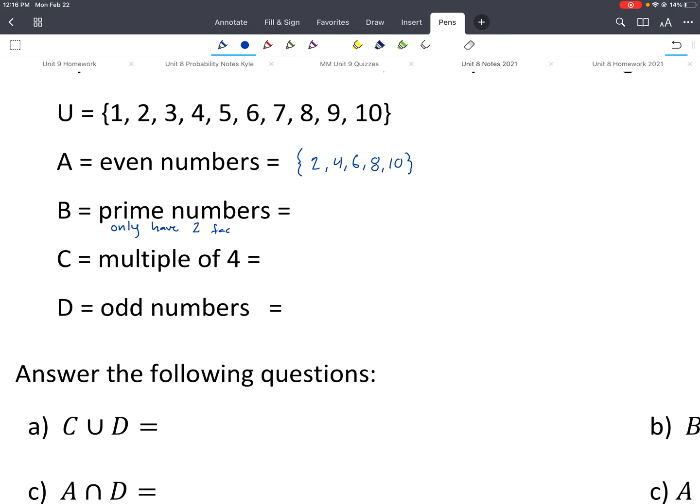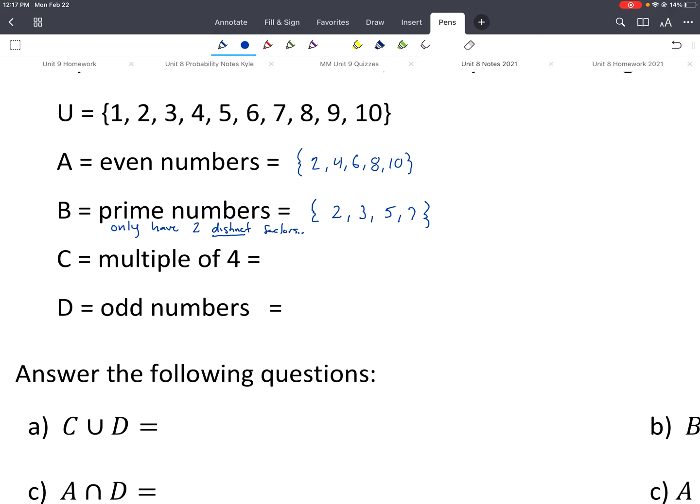Maybe I should put that: 2 distinct factors. So for example, 2 would be a prime number because it can only be divided by 1 and 2. Then 3, 5, 7, and that's it. Okay? 1 is not prime because it has only 1 number that goes into it, so the 2 factors are not distinct. They're the same. So 1 wouldn't be prime. All right, those are just some of those. Again, there are more primes than that, because 11 is a prime number, but it's not in our universal set.